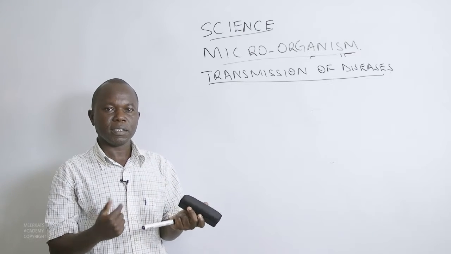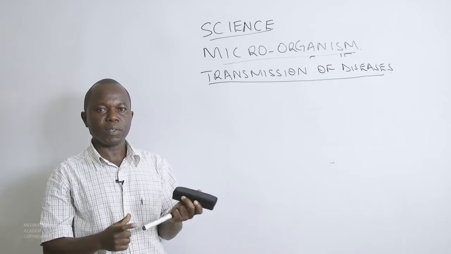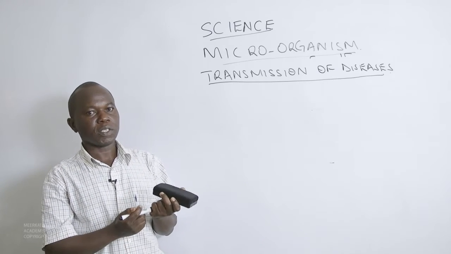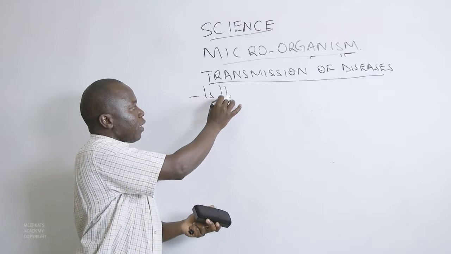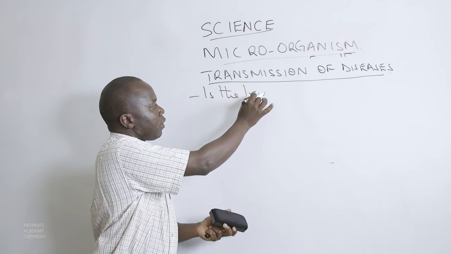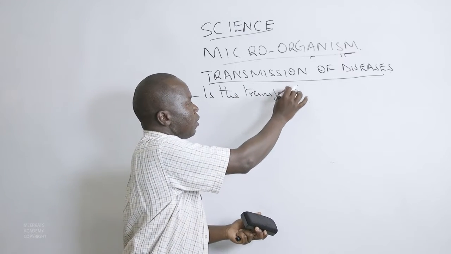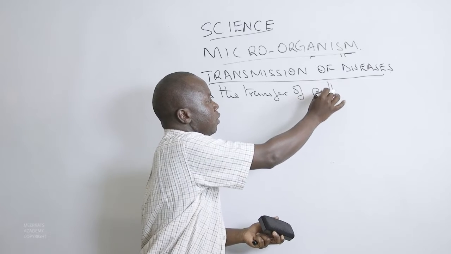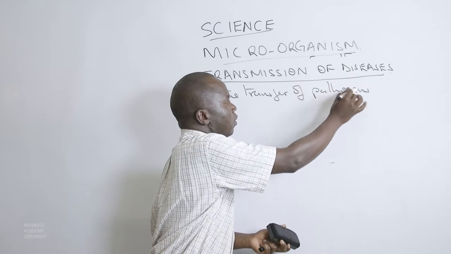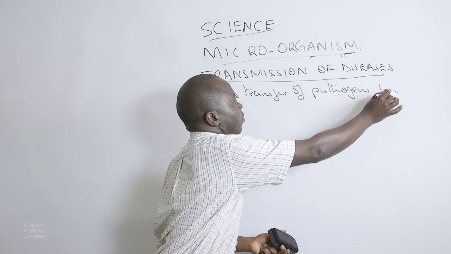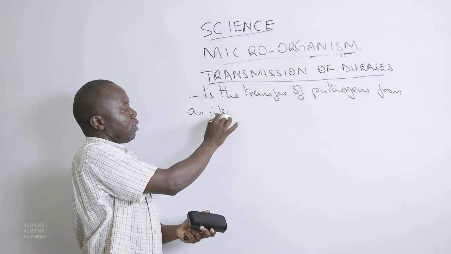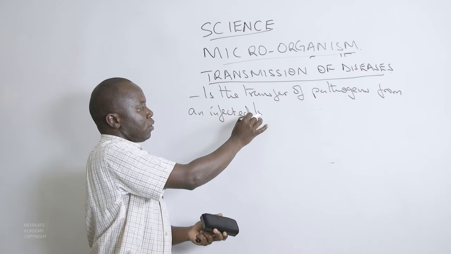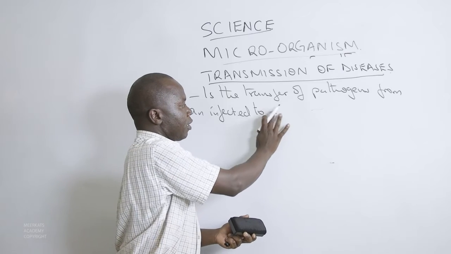There are several ways through which transmission can take place. We have direct and then we have indirect. We are going to explore each of those methods. So transmission is the transfer of pathogen from an infected person to a healthy individual.